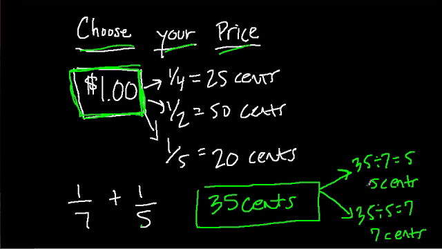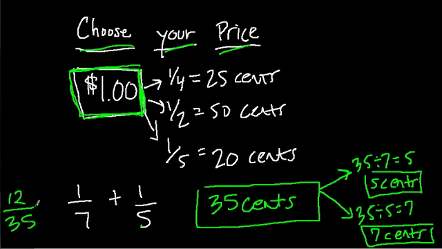So we can think of this as 5 cents and 7 cents, which means we have 12 cents, right? But it's 12 out of 35. And that would be our answer. We can think of 1/7 and 1/5 in terms of money as long as we pick an amount to work with, an amount that's friendly to both denominators.